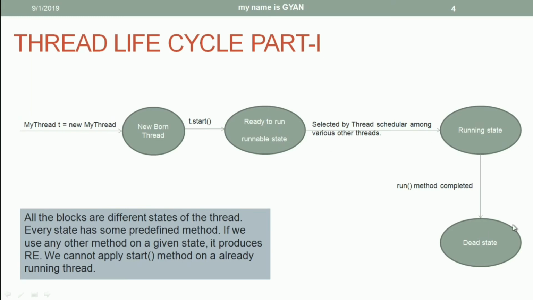All the blocks shown in the figure are different states of the thread. Every state has some predefined methods. If we use any other method on a given state, it causes a runtime exception. We cannot apply the start method on an already running state, or on a runnable state, or on a dead state. I hope you got my point.